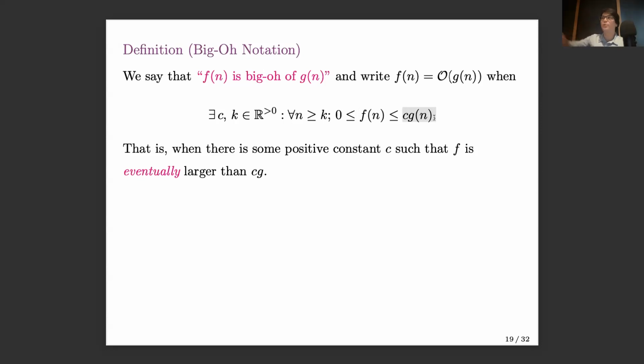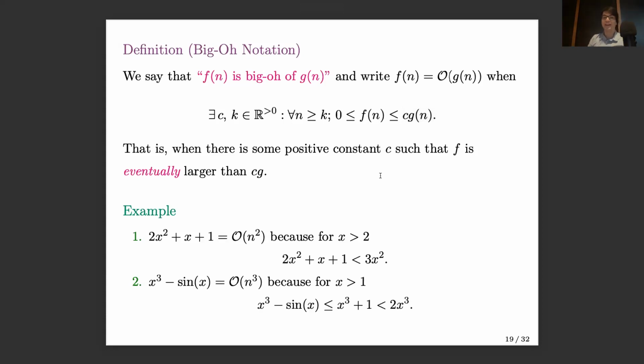If you think about the parabola and the line, the line is actually bigger than the parabola on the domain 0 to 1. 1/2 squared is a quarter. So the line goes like this and the parabola goes underneath it. But the parabola is eventually bigger than the line everywhere. So that's what the k is. k is saying at what point does the one line always exceed the other. And c is just saying you're allowed to multiply by constants.